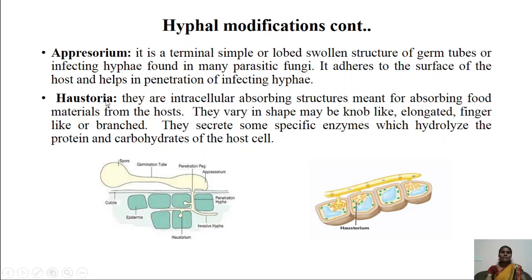Then coming to the next hyphal modification, that is Haustoria. Haustoria are the finger-like projections inside the cell, which are generally referred to as absorbing organs. They are present in parasitic fungi where they are either finger-like, knob-like, elongated, or branched structures. They secrete some enzymes which hydrolyze the protein and carbohydrates of the host cell and get their nutrition. So usually they are intracellular absorbing organs.